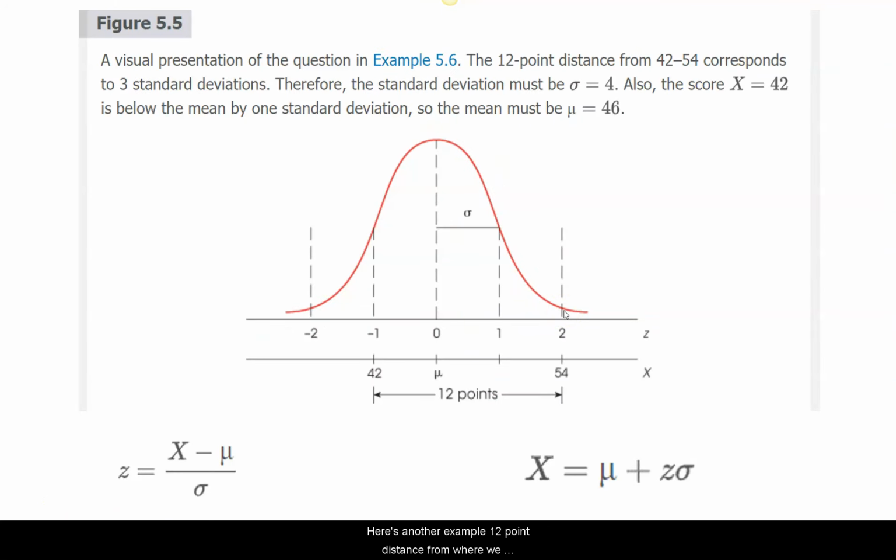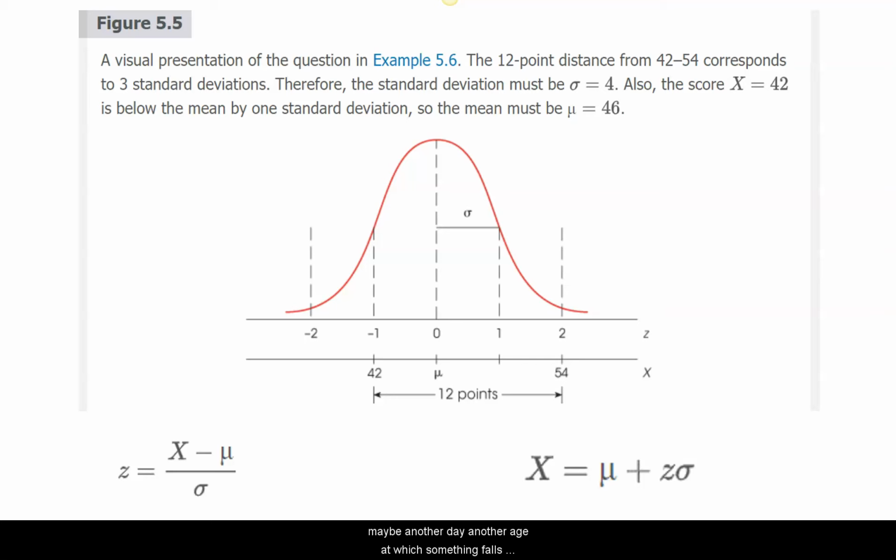So here's another example. A 12-point distance from where we have a mean of, what is the mean here? The mean is 46. So the standard deviation is 4. Let's just take that for granted. So I have a mean of 46 and a standard deviation of 4. Where does 42 fall? Well, that'd be a z of negative 1. Where does 54 fall? Well, that's a z of positive 2, as you can see. So they left off the positive numbers, but you can sort of figure that out.